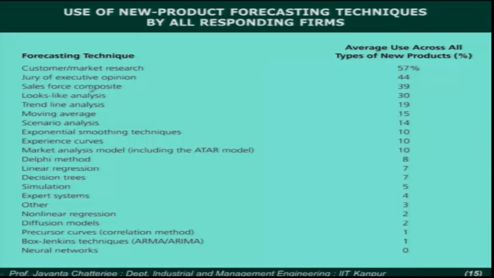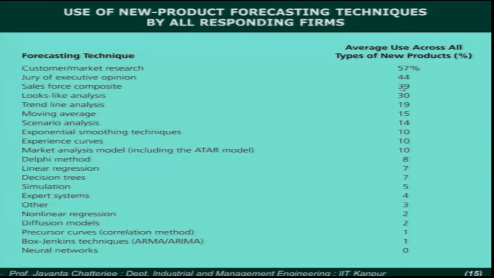And the other one, which is also very similar, is the sales force composite, that is also, you see, 39% of the companies rely on that. So, between these three methods you can see most of the estimates are made. That means when the product is new, then rather than a lot of data based analysis, people rely initially on this kind of thumb rule or experience based forecasts.